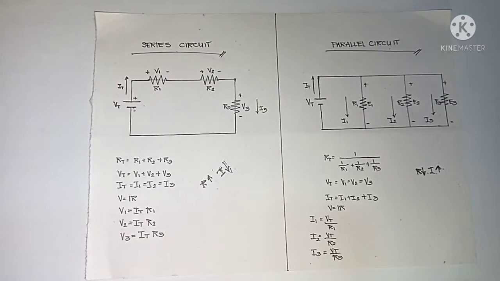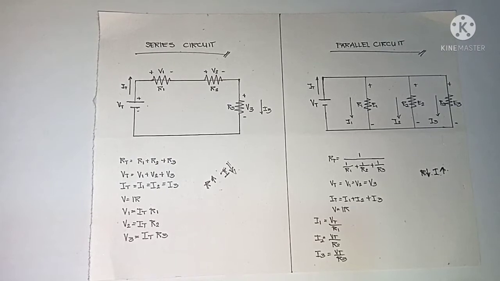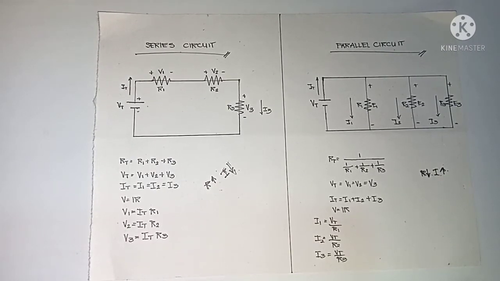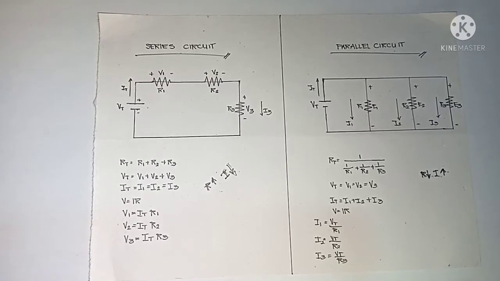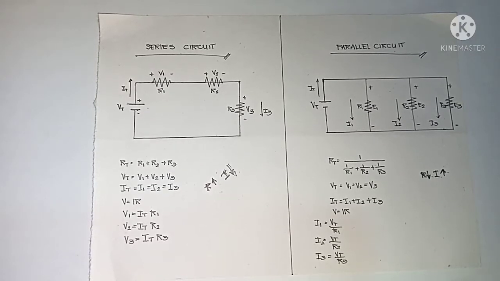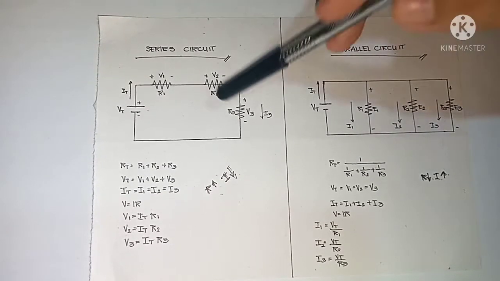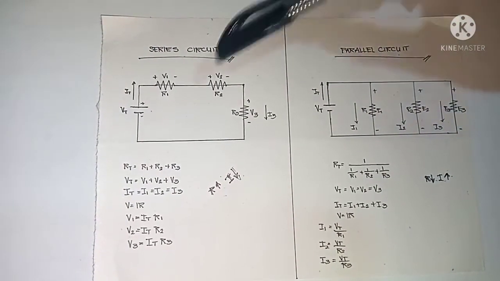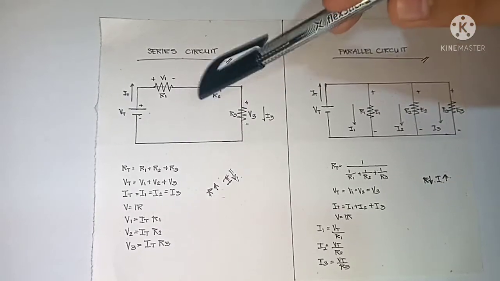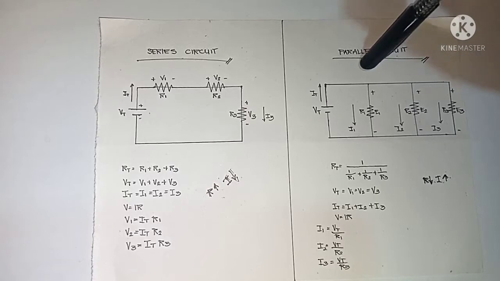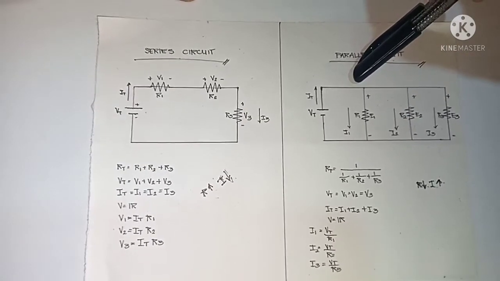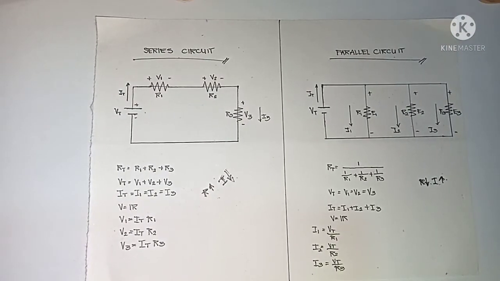As you can see in this video, you can see a series circuit and a parallel circuit diagram. To determine whether it is a series circuit or a parallel circuit, you must first analyze the diagram. In a series circuit, you can see that the flow of electricity is in a single path, while in the parallel circuit, you can see that the flow of electricity is in multiple paths.